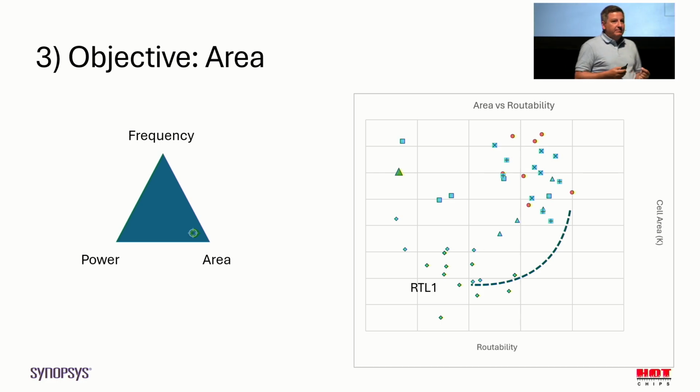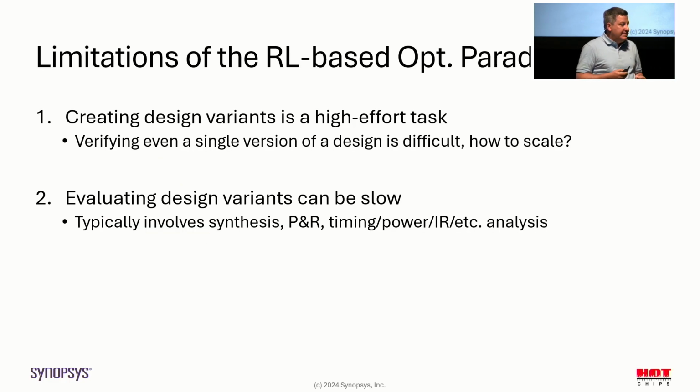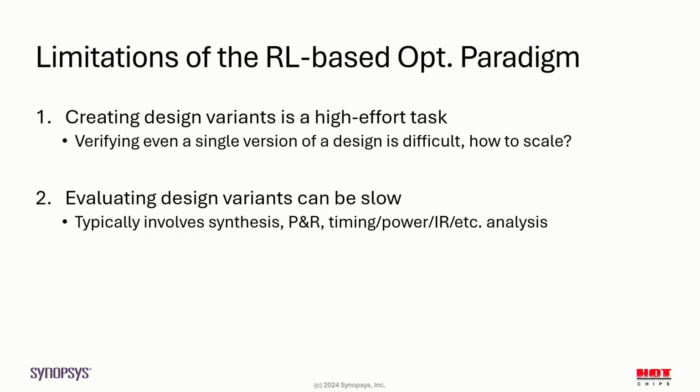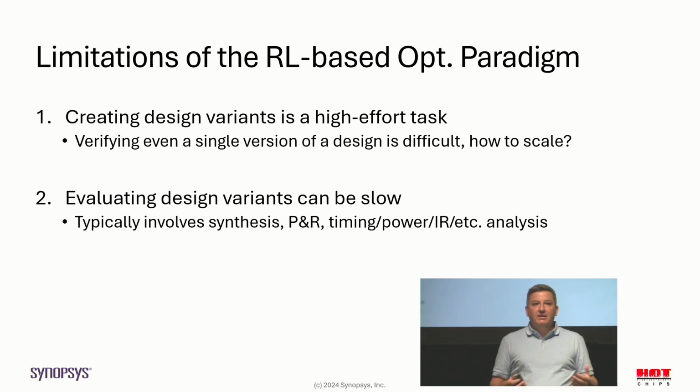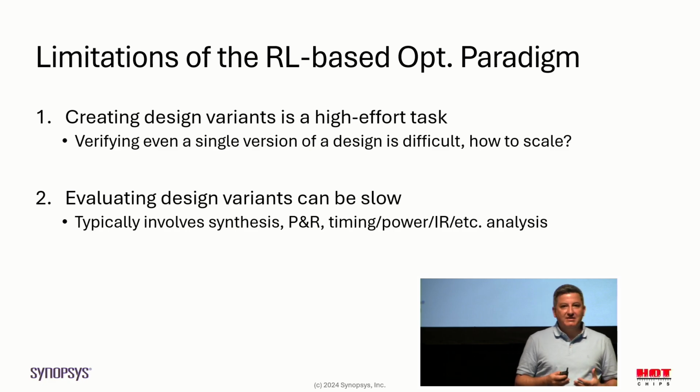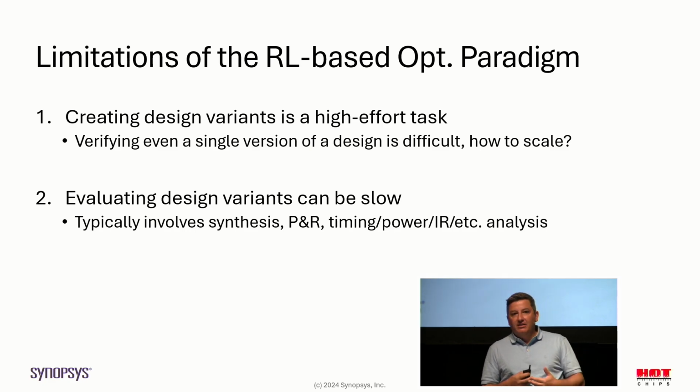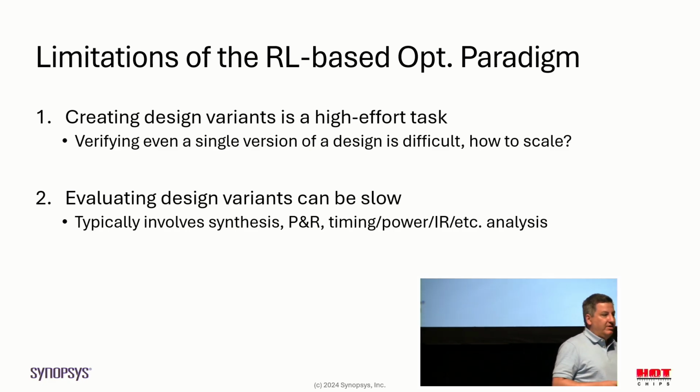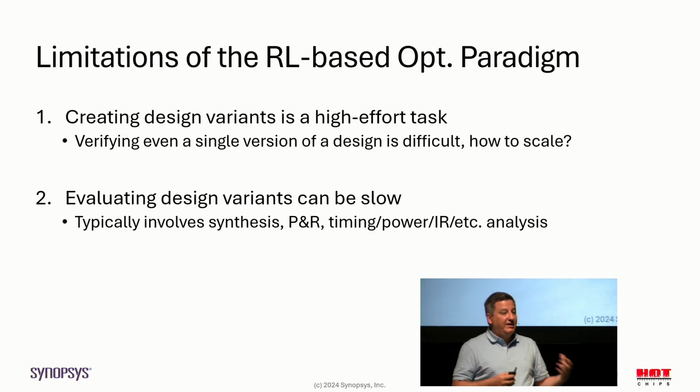So, okay, great. Where do I go from here, right? The RL-based optimization paradigm does have some limitations. The first limitation, of course, is that you have to define the search spaces. You cannot give an RL system, realistically, economically, your entire design and say, go and come back with the best possible design you can make. You have to bring your expertise in defining the search spaces. In the example we just looked at, this is creating design variants.